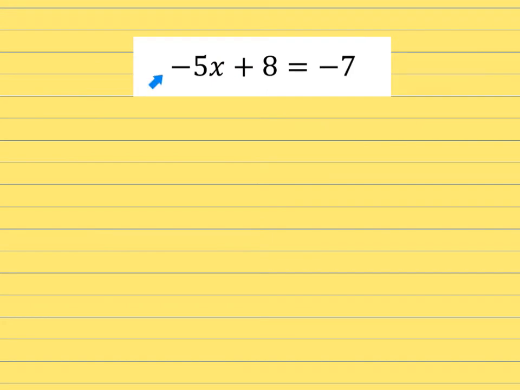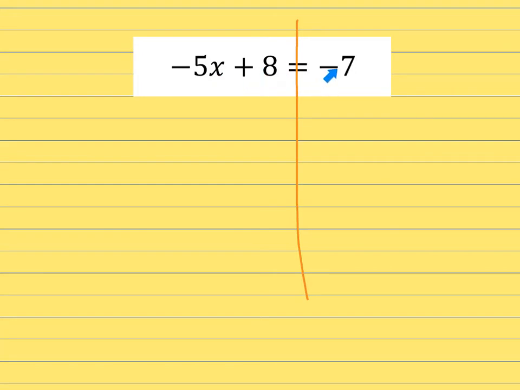Here's our first example. It says negative 5x plus 8 equals negative 7. The first thing that I do whenever I solve an equation is I split it in half. I have the left side, which was the problem, and the right side, which is the solution. What I'm trying to figure out is negative 5 times something, and then I add 8 more to it, and I get to negative 7.